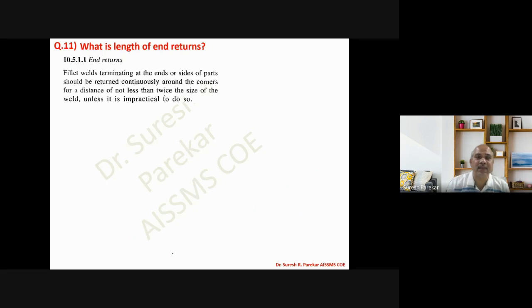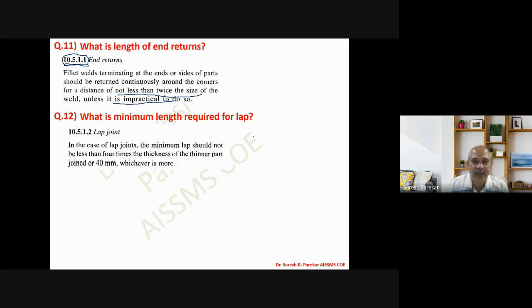Then what is the length of end return? So it is mentioned over there. End returns we have not less than twice the size of the weld. So clause numbers I have kept over here, so you are in a position to know that it is in section 10, unless it is practicable to do so. What is the minimum length required for lap? So for lap, the minimum length required is 4 times the thickness of the thinner part, or 40 millimeter, whichever is more.